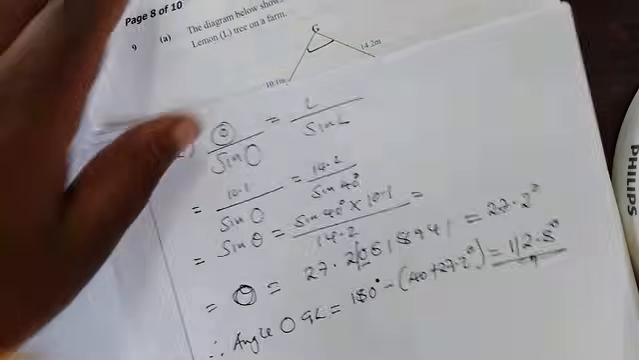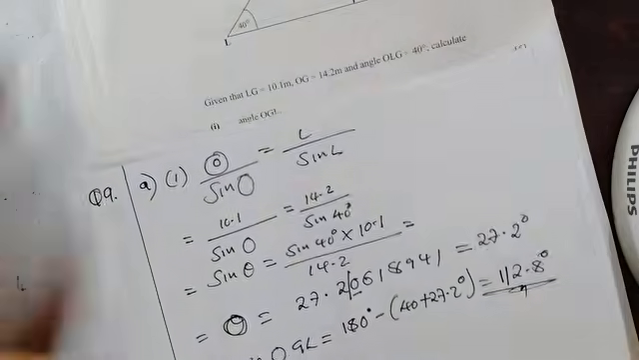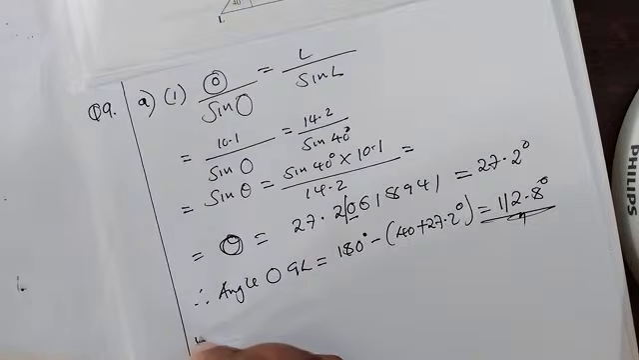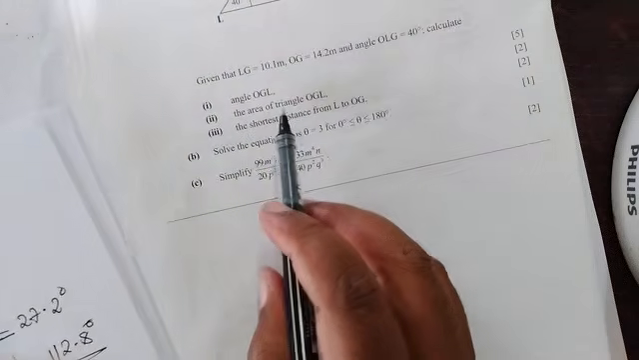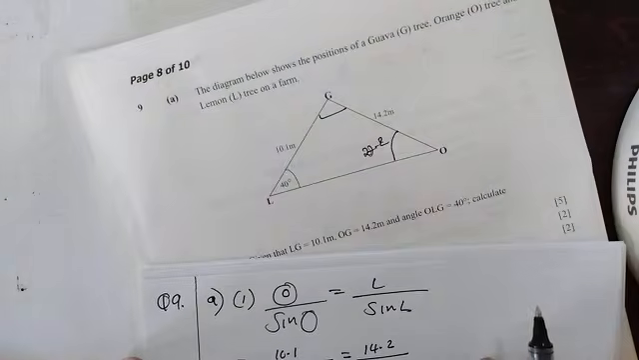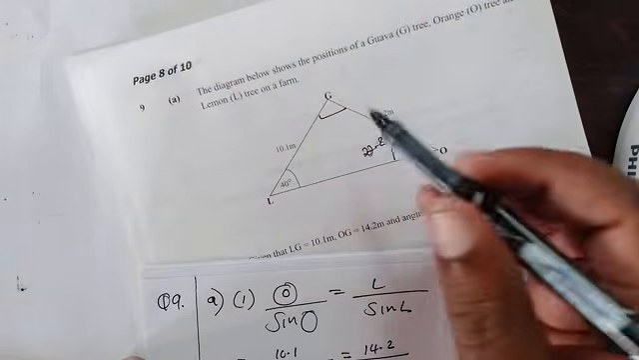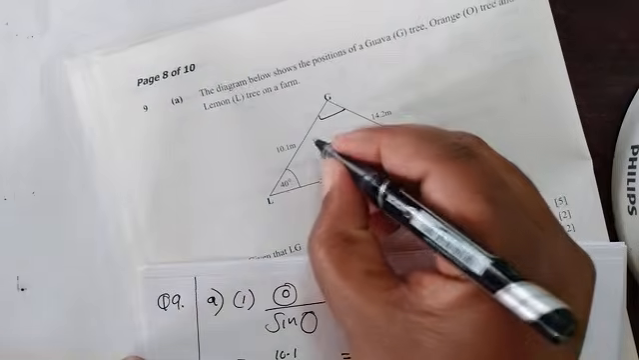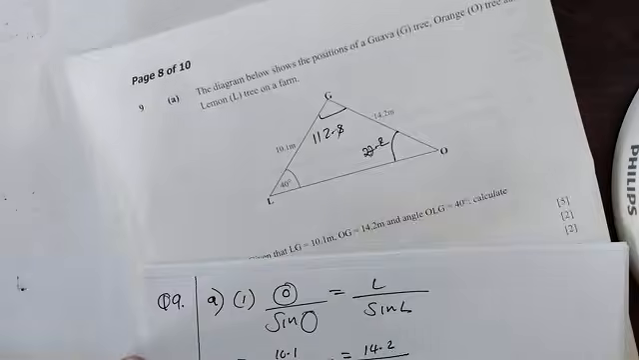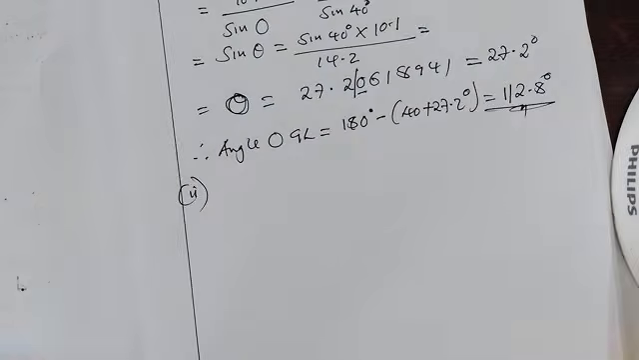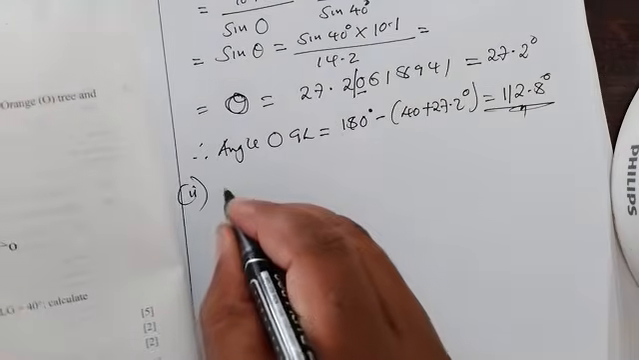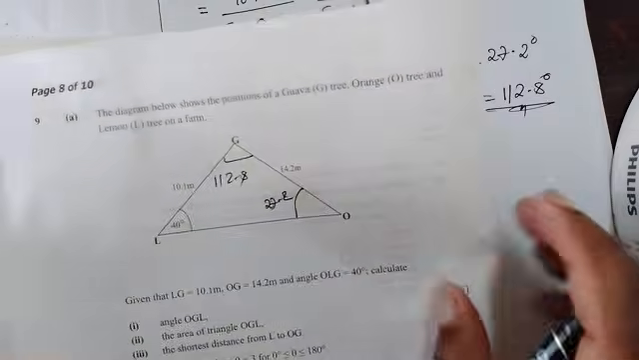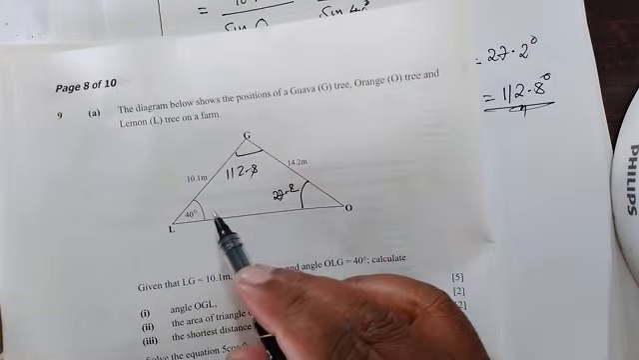Alright? Then we go to Roman numeral 2. Okay, what is Roman numeral 2? The area of the triangle. So now, for us to find the area of the triangle, we look at the two sides that we've been given. In this case, we've said this angle is 112.8. Alright? So that's what we are going to use to find the area. So say area is equal to, which two sides have we been given?